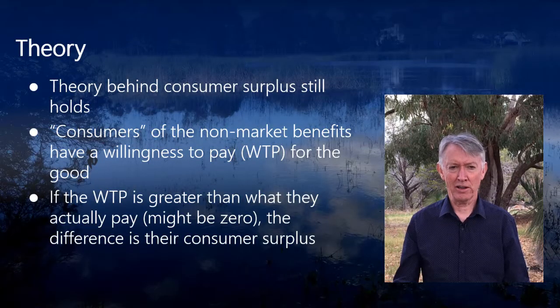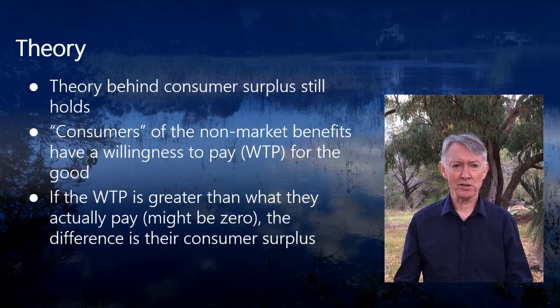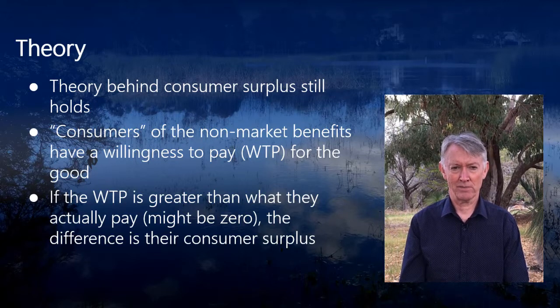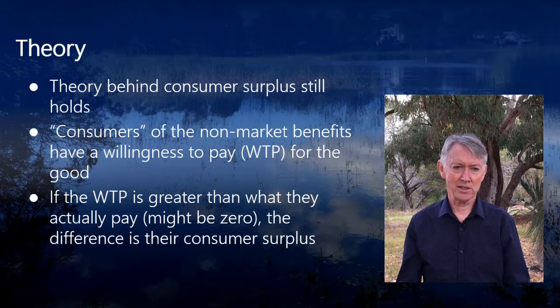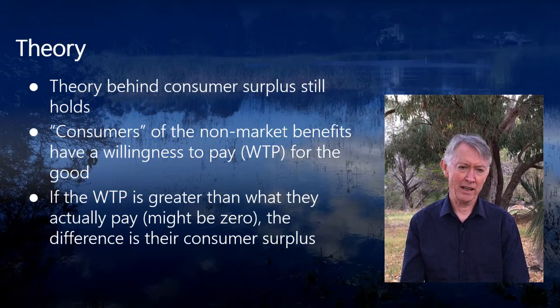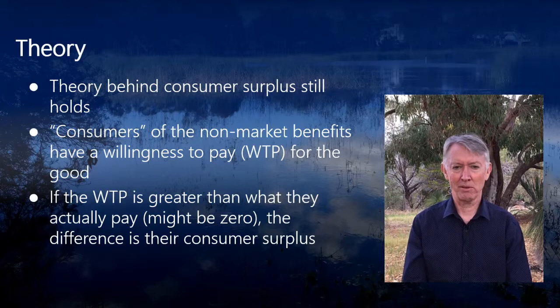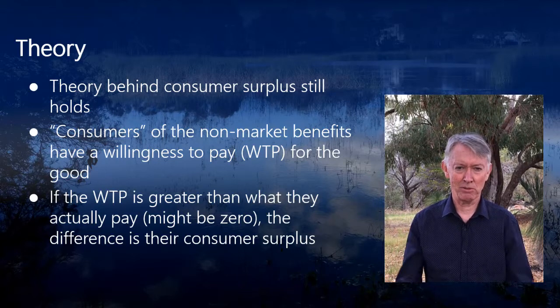The theory behind the estimation of consumer surplus that applies to market goods is also relevant to non-market goods. The consumers, in quotes, of non-market benefits have a willingness to pay for the good. And if the willingness to pay is greater than what they actually have to pay, which might be zero in the case of some environmental benefits, the difference is their consumer surplus, which is what we need to know to include in the benefit cost analysis.